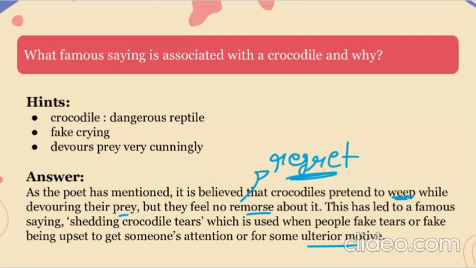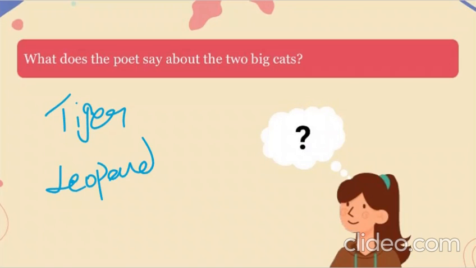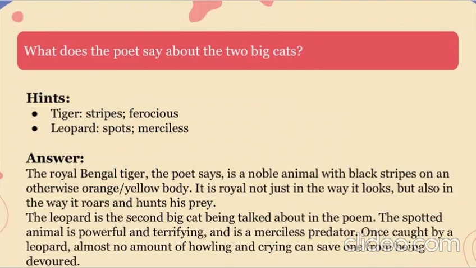Okay, application based question. Next, what does the poet say about the two big cats? In the poem, what are the two big cats? We have the tiger in the second stanza and the leopard in the third stanza. So what does the poet say? The Royal Bengal tiger is a noble beast, with black stripes and an orange yellowish body. So the Bengal tiger is a noble animal, it has black stripes on it, and its body is orange and yellowish in color.